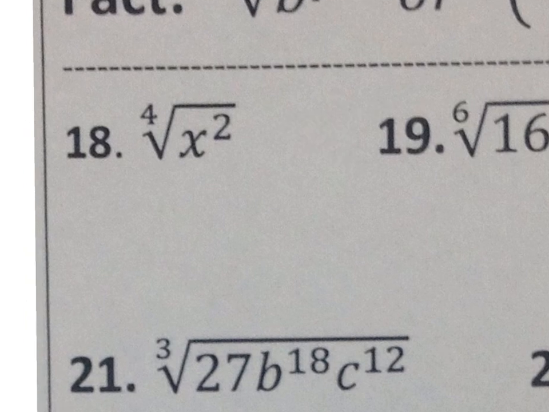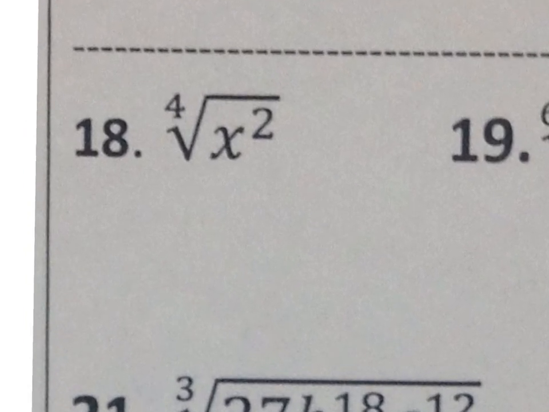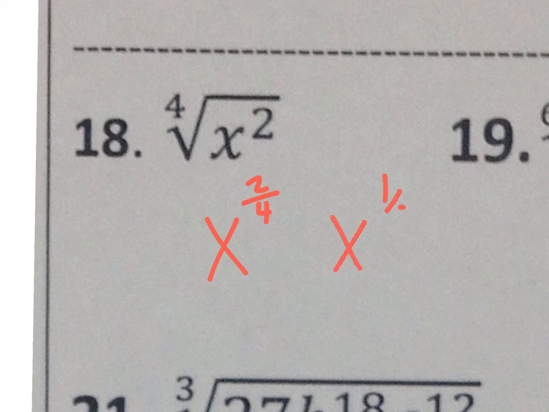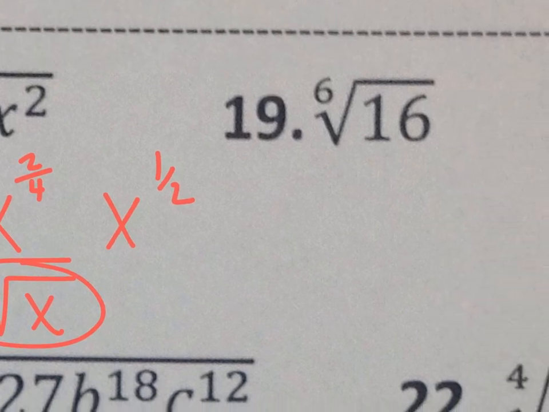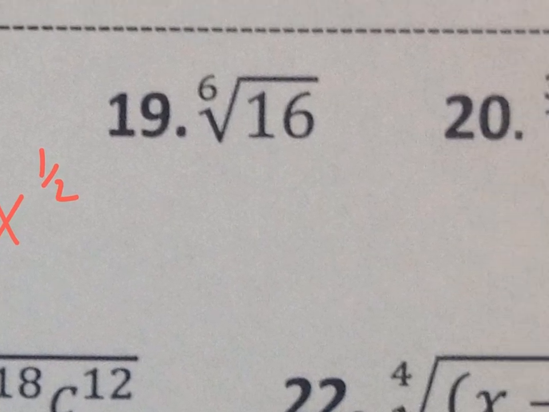So quickly, number 18, I'm going to be able to rewrite this as x to the power over the root as an exponent. What's the power? It's 2. What's the root? It's 4. So x to the 2/4 is my answer, but it could be simplified to x to the 1/2, because 2/4 reduces down to 1/2. And we should all know that the power of 1/2 is really just the square root of x. So that's the answer, number 18, simplifying the 4th root of x squared. It really becomes the square root of x. So just keep in mind that it's always the power over the root.